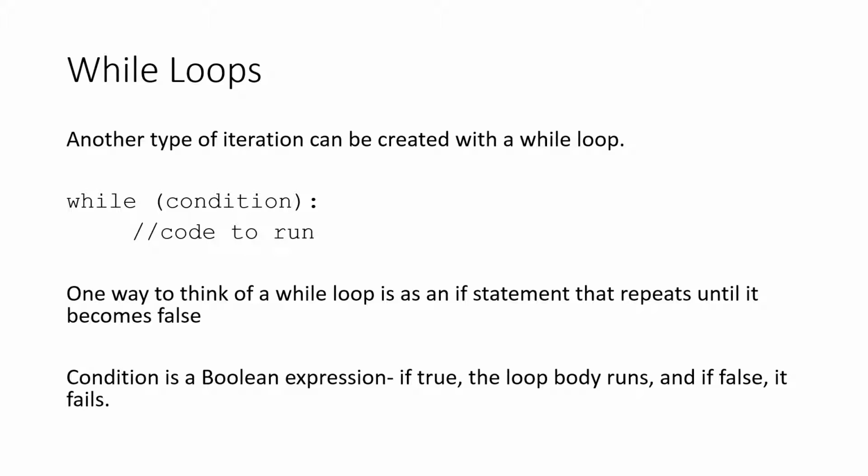In addition to the for loop, there's actually a second type of loop in Python called a while loop. Now the while loop can be thought of as an if statement that repeats until it becomes false. So if you think back to what we discussed in the selection chapter where we discussed Boolean conditions, the while loop takes a Boolean condition as its argument, and if that Boolean condition evaluates to true, the body of the loop runs. If it evaluates to false, it jumps to the end and terminates the while loop.